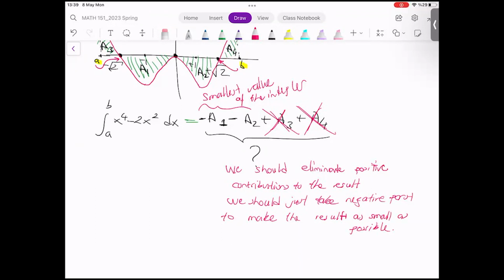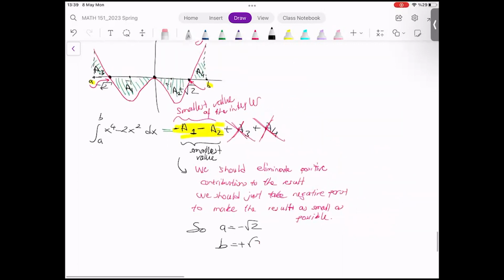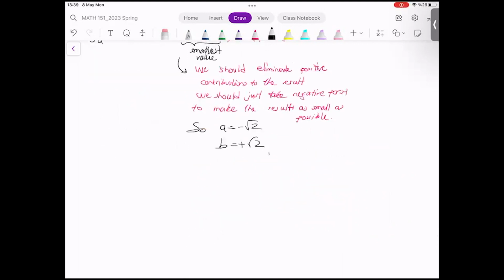So, okay, let me remove the question mark. So this is the only part that we should take. The smallest value comes from this. So A should be chosen as minus square root 2 and B should be chosen as plus square root 2. Let me draw a new picture so that you see completely what happens then.